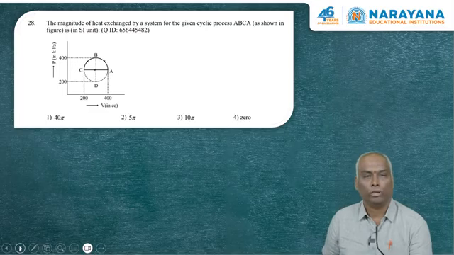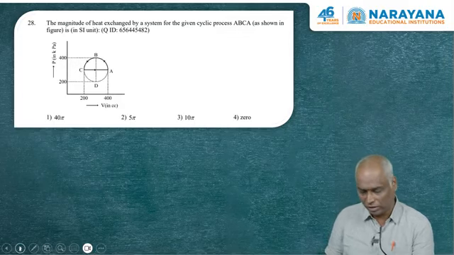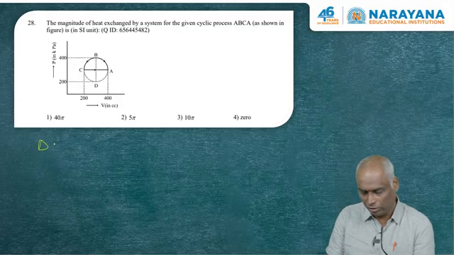28th question. The magnitude of heat exchanged by a system for a given cyclic process ABCA in the figure is, they're asking in SI units. If you look at this one, there is a cyclic process starting from A, B, C to A. In any cyclic process, the total change in internal energy is equal to 0.